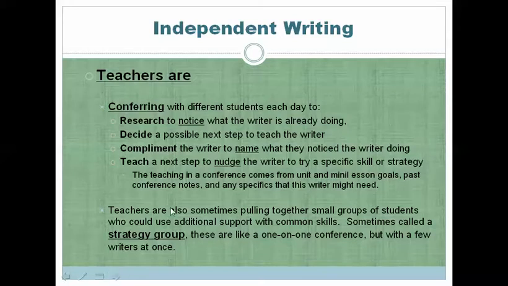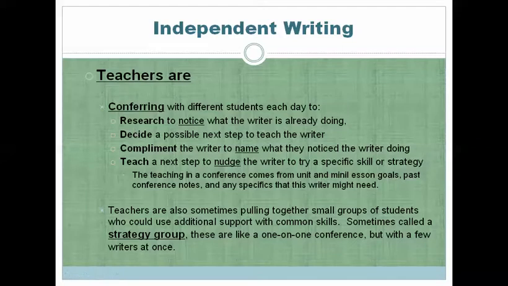Sometimes that's called the research section of a conference. And really we're asking, how's it going for you in your writing? Read a little bit of what you're doing right now. What are you thinking about? This research time can take a little bit of time because we're really gathering a lot of information. This is truly, again, a formative assessment process.